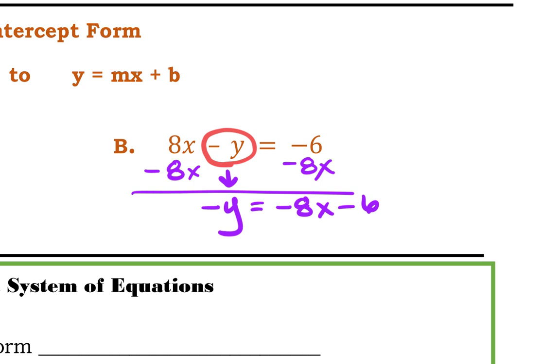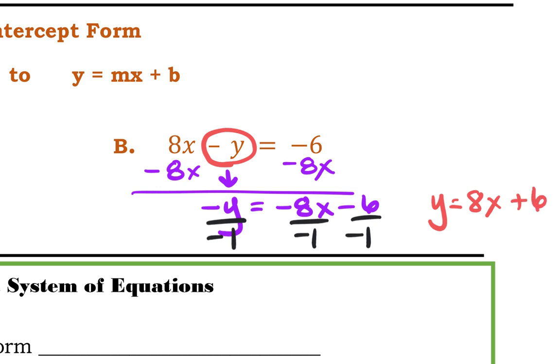We cannot have a negative y. What do I need to divide by if it's a negative y? A negative 1. The negative 1 is just going to change the sign. Negative and a negative becomes a positive. Negative and a negative becomes another positive. Negative and negative becomes one more positive. So those all just turn to positives.